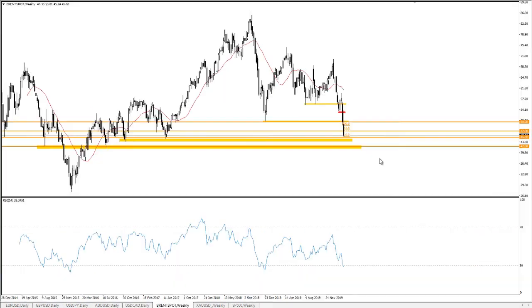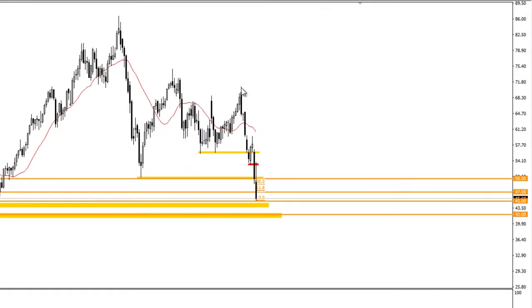Okay, onto the oil market. Now, oil has been absolutely falling off a cliff. On Friday, the oil price dropped 8% in just one day, which is quite spectacular. And you can see this is our weekly chart, and the weekly sell-off that we're getting here is very reminiscent of the huge sell-off in price that we got in 2018.